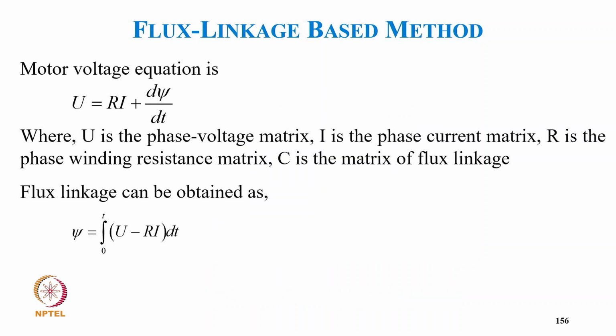and then we go to the relative difference and current calculation for the position calculation theta star. So now coming to the flux linkage method, the motor voltage equation is U equal to Ri plus dphi upon dt. Here U is the phase voltage matrix, I is the phase current matrix, R is the phase winding resistance matrix, and phi is the matrix of flux linkage. So flux linkage can be obtained as phi equal to integral 0 to t in bracket U minus Ri into dt.